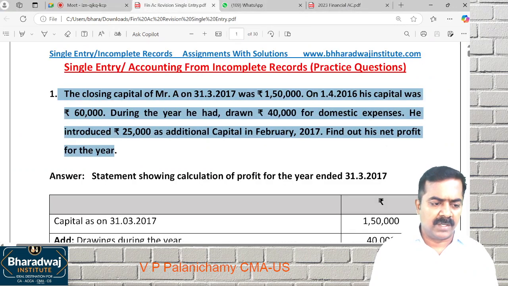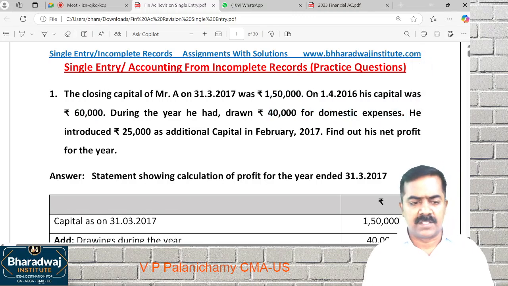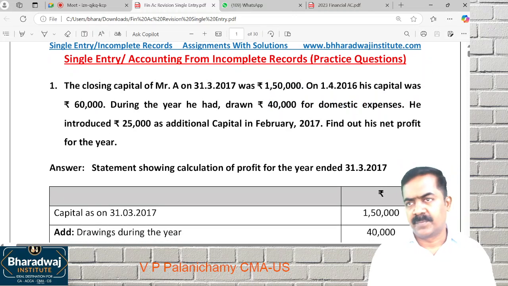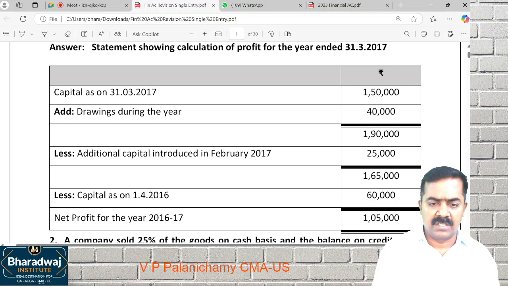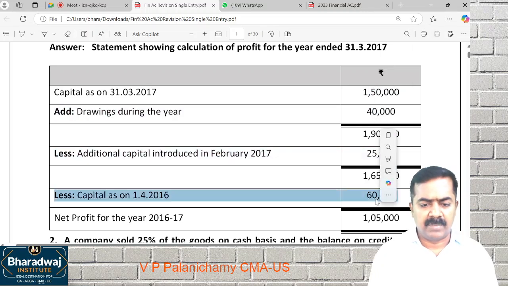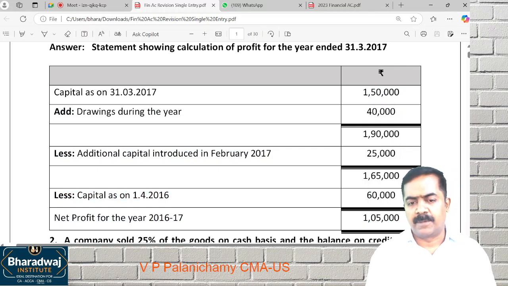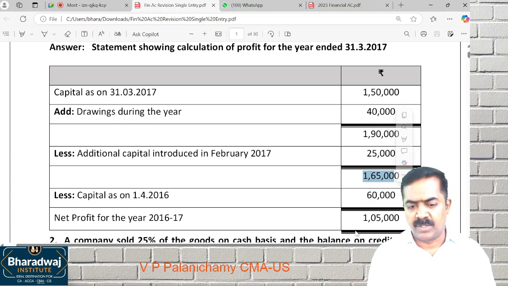Look at this question number 1. Closing capital, how much is given? 1,50,000. Opening capital is 60,000. He has drawn 40,000 for domestic expenses, drawings. What will we do? Add back. Additional capital, we'll reduce. So no need to solve this, just see the solution. Capital at the end of the year, add drawings, minus additional capital, minus opening capital will give us net profit. Like this, you need not total and give the answer one by one, step by step. You can just give the final answer, net profit for the year.